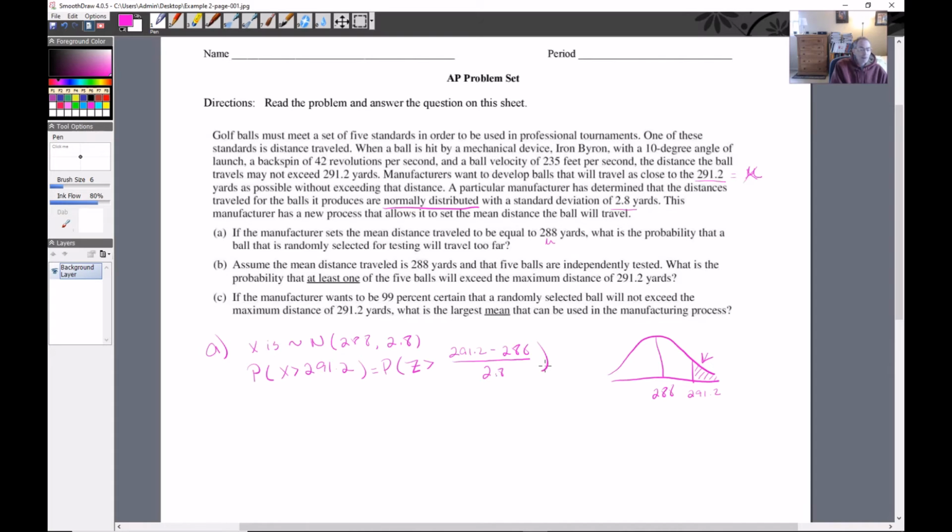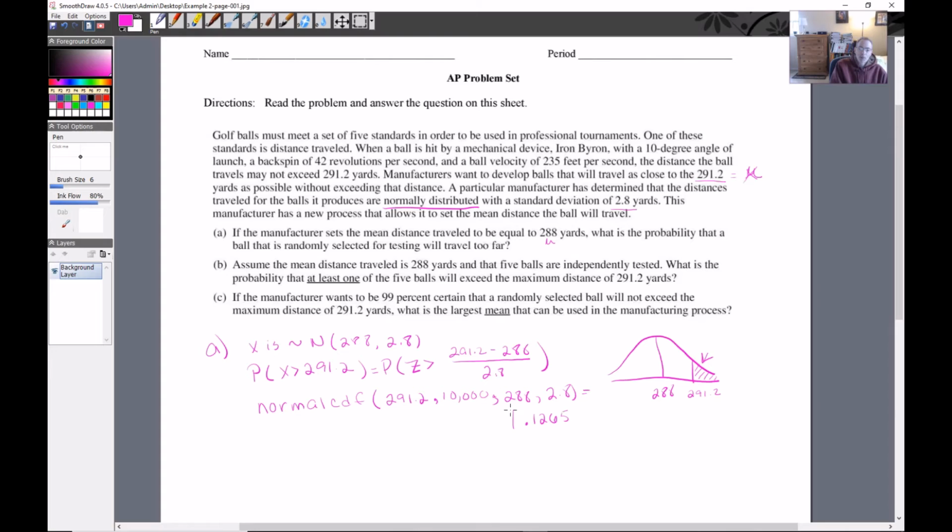And if you want, you can get the z-score and do a normal CDF from there to infinity, or you can do what we pretty much typically do and shortcut this. So this would be normal CDF. All right, so we are going from 291.2 up to some infinity, so let's just go 10,000. The mean is 288. And the standard deviation is 2.8, and that should give us about 0.1265.